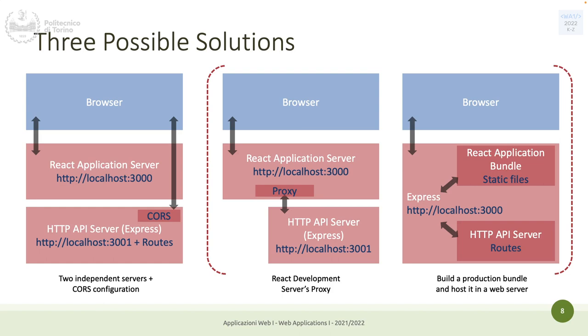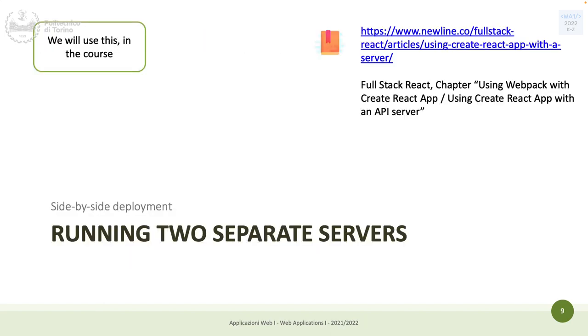And so what you typically do is to use the same server or another server that hosts both the HTTP requests, the APIs, and the bundled React application. The bundled React application is a build of the React application just for deploy purposes, to be released, with compressed files, etc. So this is a third solution. And all of these are in this set of slides. If you are curious, you can go ahead and read it.